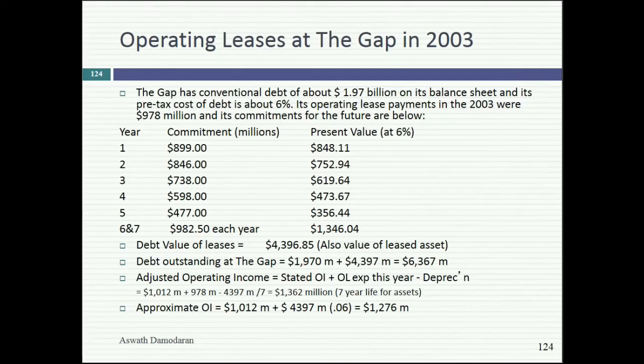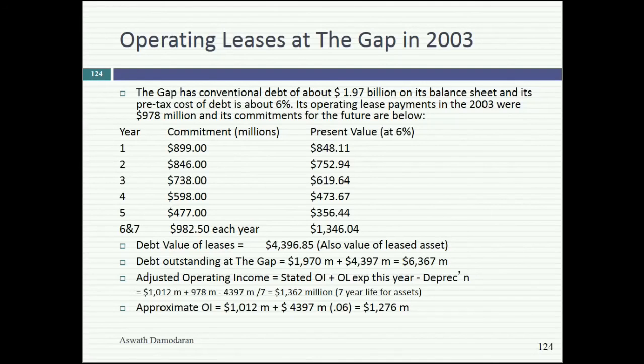If I look at the balance sheet, it looks like they have about $2 billion in debt. But once I capitalize leases, their debt jumps to about $6.4 billion. What happens to their operating income? Their stated operating income was $1.012 billion, but if I clean up for leases, I add back the lease expense, $978 million, this year's payment, minus the 4.4 billion divided by 7.